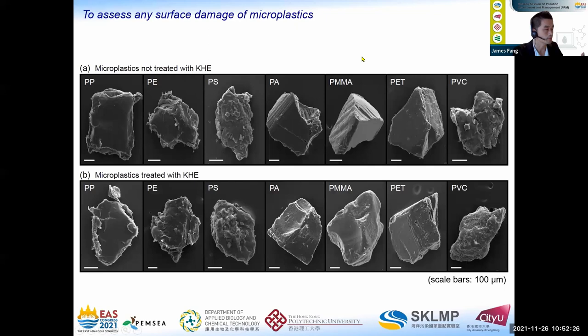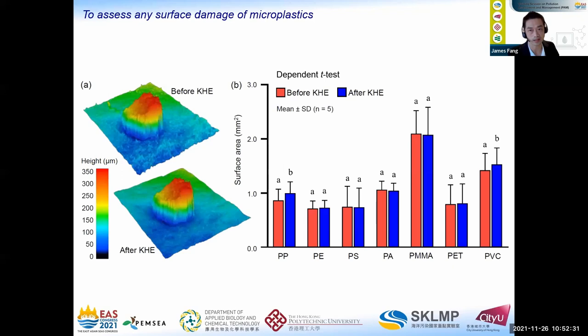Then we use another approach. We use 3D laser scanning technology. We scan the surface of the particle to see the change in surface area. Again, the surface area remains very similar before and after the KHE treatment. Some slight changes were detected on polypropylene and PVC. They were tested by dependent t-test, therefore even though the error bar is large, you still see the difference.